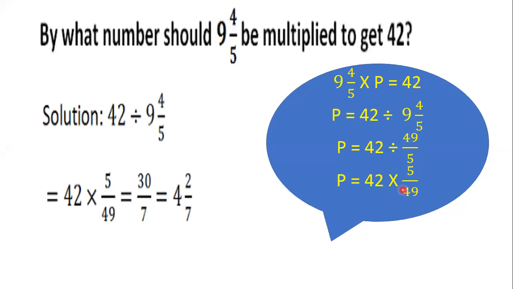Clear, children? Now you can see that 42 and 49 both get cancelled by the table of 7. How many times? 6 times 42, 7 times 49. So what we are left with is 6 multiplied by 5, 30 by 7. Children, 30 by 7 is an improper fraction. We'll have to convert it into a mixed fraction. And how will we do so? 30 divided by 7, 4 times 28, 2 remains. So we'll have 4 2 by 7. I hope this is clear, children.